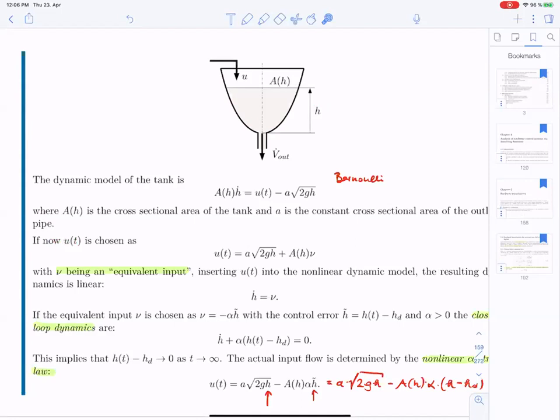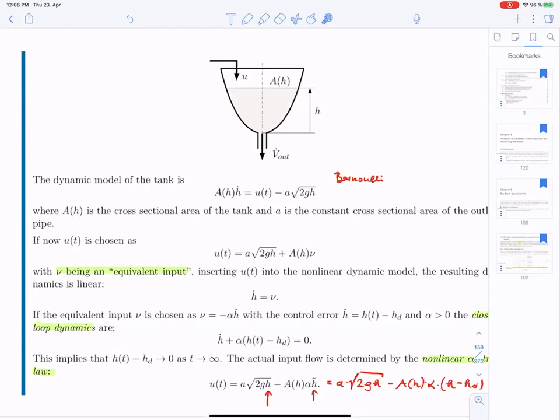If we choose the control law u(t) in the following way, look at this. So u(t) is equal to A times the square root of this expression here, plus A(h), so this is the cross-section formula, times some new variable, which we call nu. Nu is called an equivalent input. Let's assume that we just have this control law.